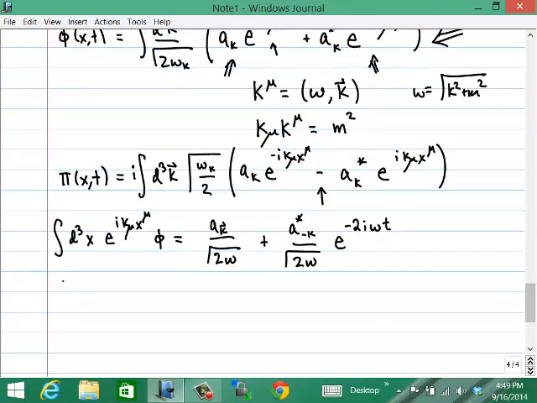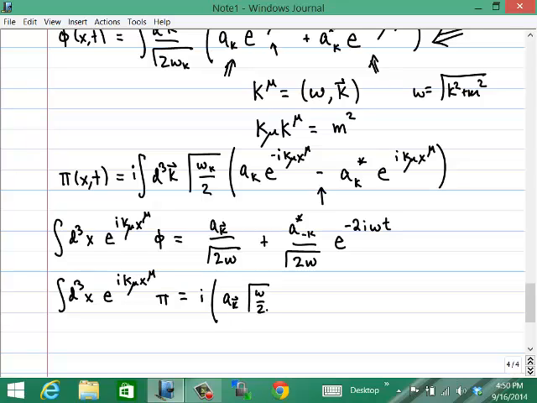And likewise, we can calculate the Fourier transform of pi, and what do we get? Well, there's that factor of i out front, and you get a_k times the square root of omega over 2, and then you get a minus from this minus sign here, omega over 2, a of minus k star times again this e to the minus 2i omega t.